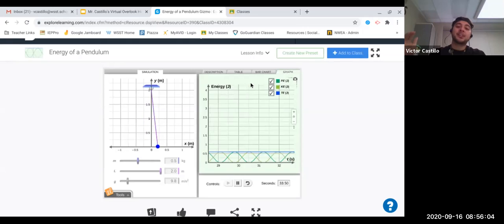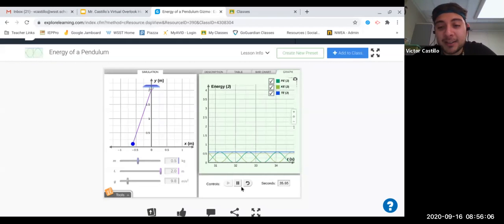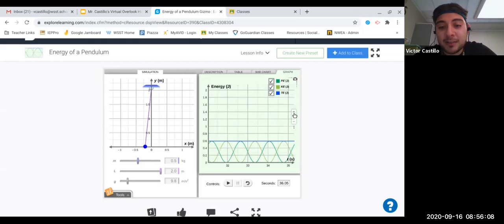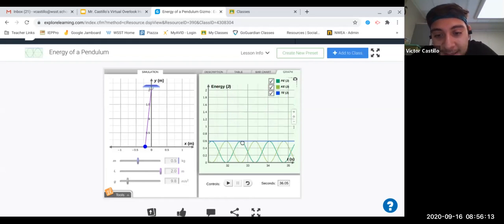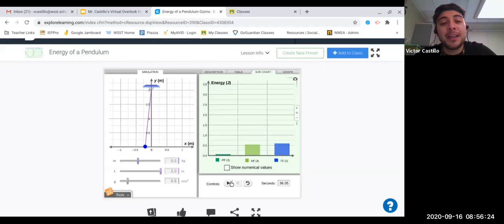When potential energy is at its max, like if I pause it, kinetic energy is at its minimum, and vice versa. When kinetic energy is at its max, potential energy is at its minimum, right? So if you click play again and you try to stop it at the very lowest point, let me try to stop at the very lowest point. Oh, that didn't work out. Let me try to stop it. Let me get a little bit closer. A little bit closer. There you go.